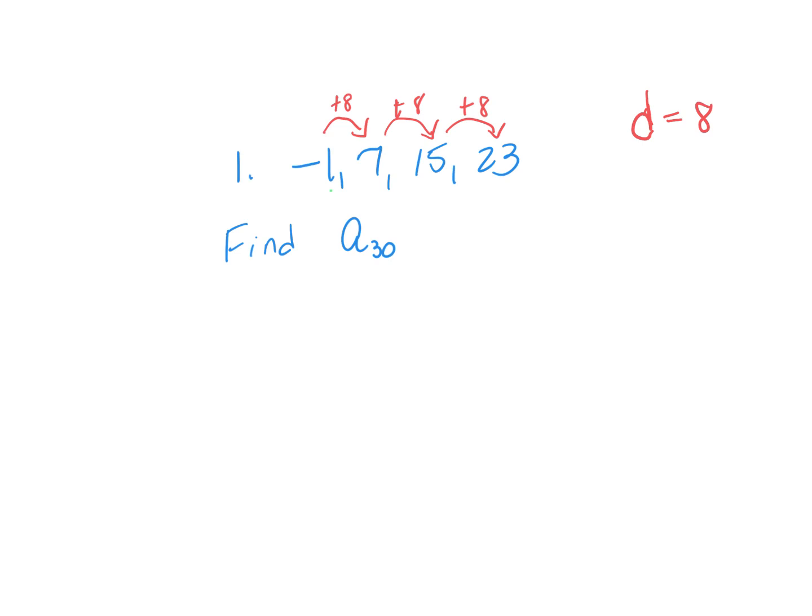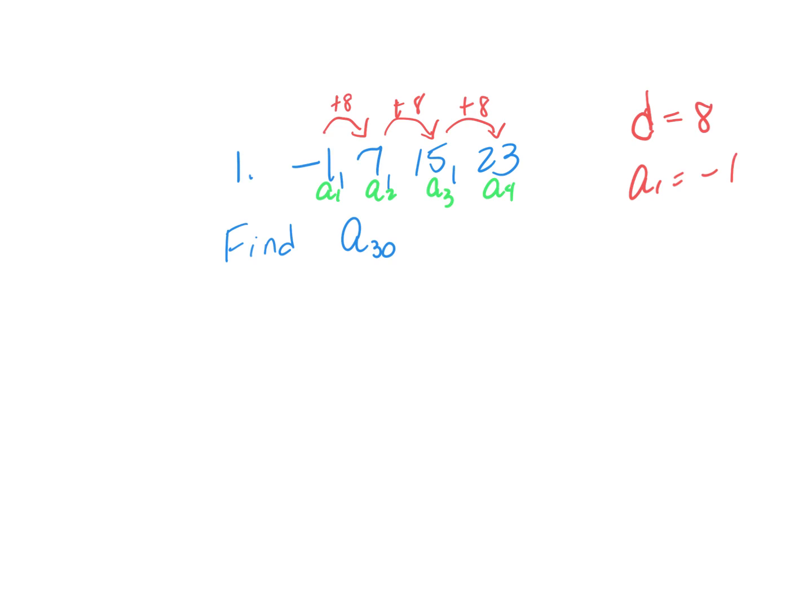So this guy here would be the first term, would be A1, A2, A3, and A4. Everybody got that? So in this case, A1, which is an important one, is -1. It's the first term. So A1 is the first term. D is the distance between terms. And now they want us to find A30, okay?